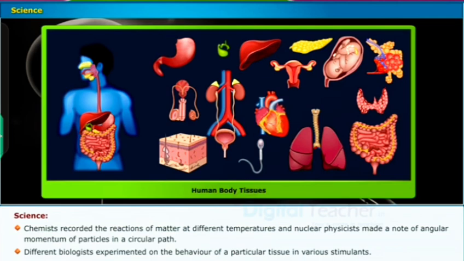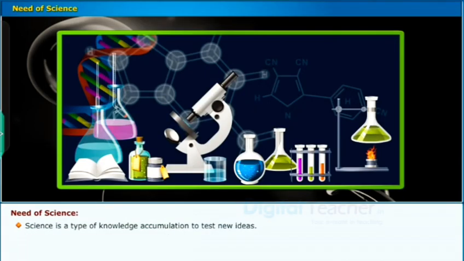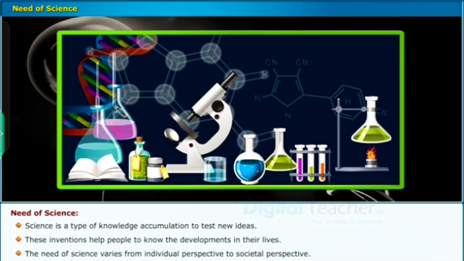Now, let us learn about the need of science. Science is a type of knowledge accumulation to test new ideas. These inventions help people to know the developments in their lives. The need of science varies from individual perspective to societal perspective.